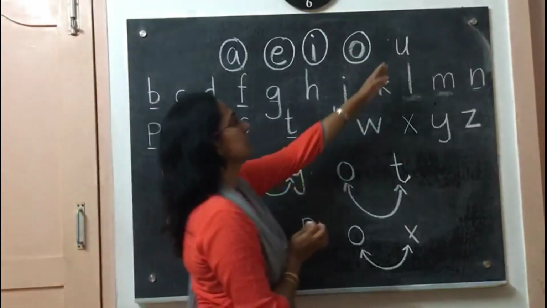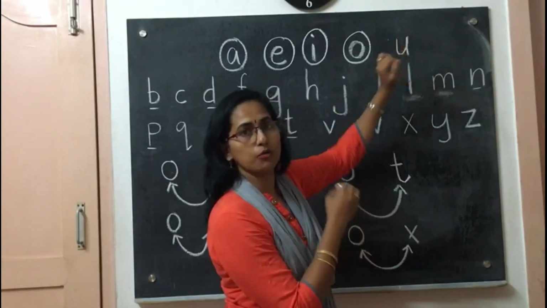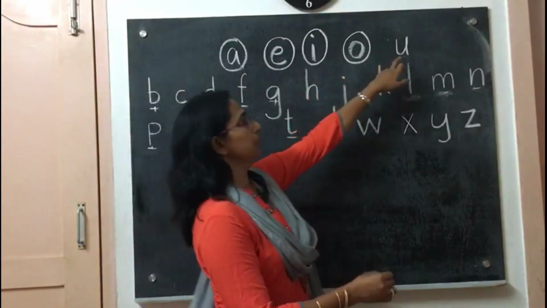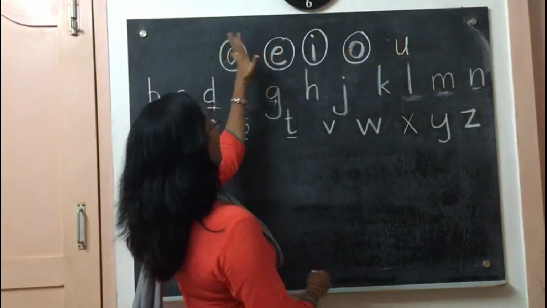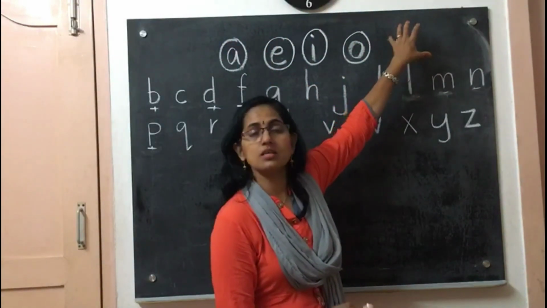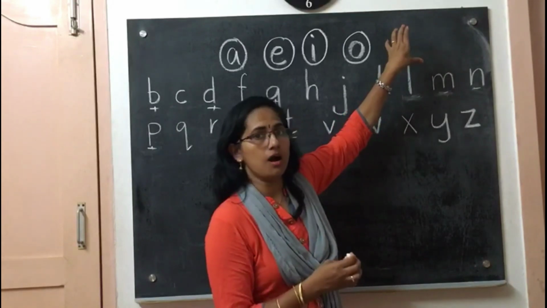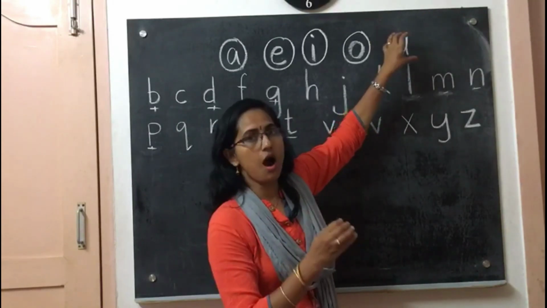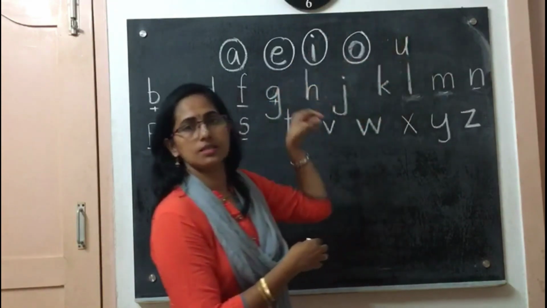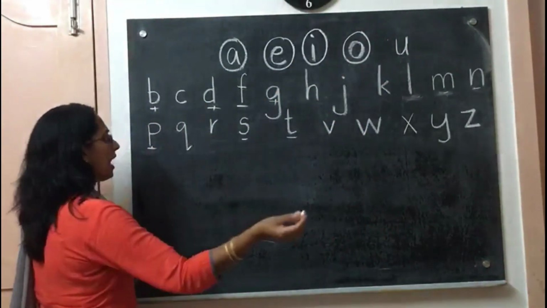The last one is U. I'll show you how to join that. The last vowel is U. A, E, I, O, U. The fifth vowel is U. And what is the sound of U? A. Now we are going to join the vowel U with the consonant. Let's see how to do that.